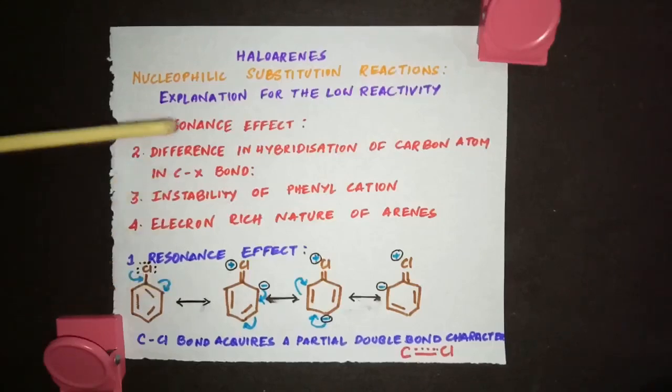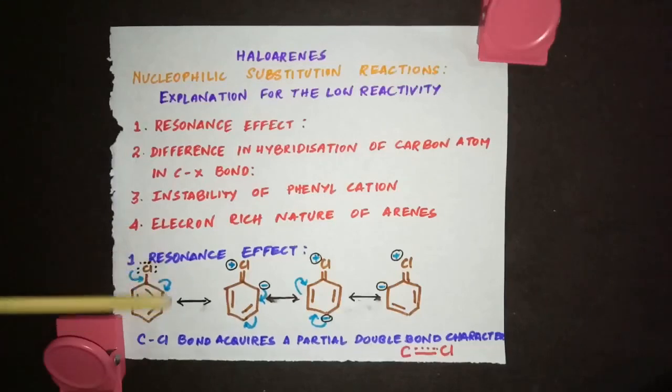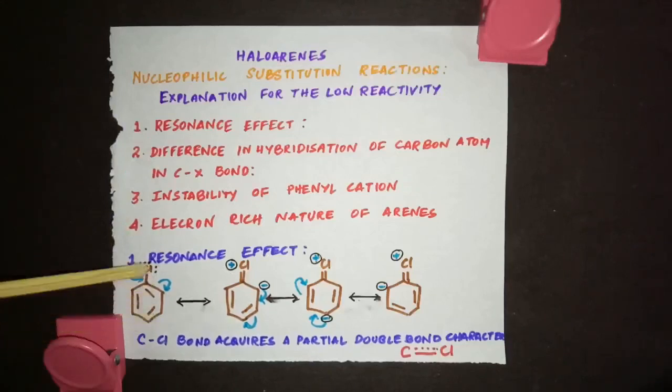Now the first reason, resonance effect. What is meant by resonance? You would have studied this in grade 11, the delocalization of electrons in the conjugated system. What is meant by a conjugated system? When you have alternate single and double bonds, we call that a conjugated system. So these lone pairs on chlorine will be delocalized. So see what will happen.